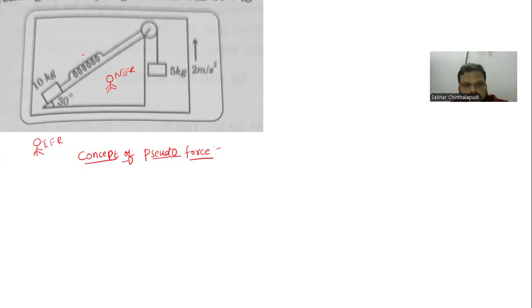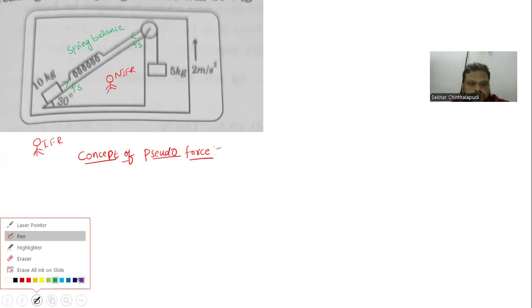Now in this particular question, they are asking us to find out the tension in this spring balance. In this spring balance, we need to find out the tension force. So here this will become the spring force, and here also this will become the spring force. Now we need to find the spring forces based on the non-inertial frame of reference. To do this, we need a concept called pseudo force.